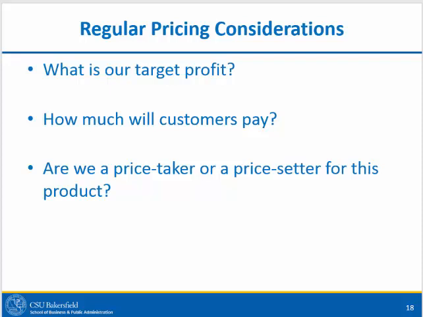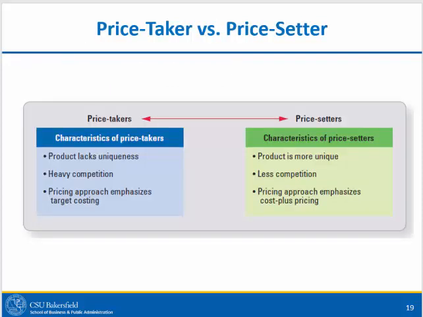So you may ask me, hey, what is price taker, price setter? Well, you can take a look at the next slide, which is right here. For price takers, basically, the product lacks uniqueness and there is heavy competition, and the pricing approach emphasizes target costing. For example, in the restaurant industry, if you want to buy a hamburger, a lot of restaurants sell hamburgers. Sometimes hamburgers may taste slightly different, but overall it's very similar. The profit margin is very small, heavy competition, and sometimes you just cannot ask for too much. Okay, you are practically a price taker.